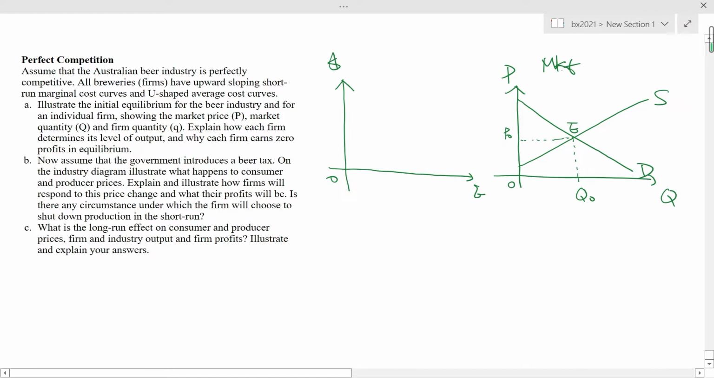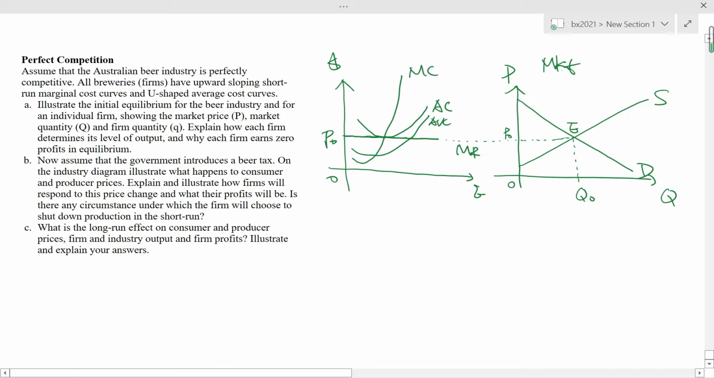Firms in a perfectly competitive market are small compared with the market. They can sell as many as they want at the market price. So the demand they are faced with is horizontal at the market price. That's the MR curve, P0. And we also have the average cost, average variable cost, and marginal cost.